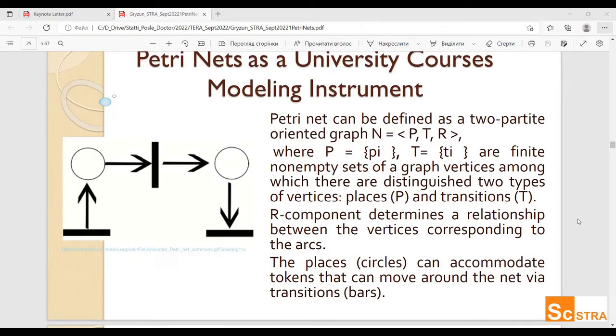In terms of synchronization, it's important to use a relevant mathematical apparatus and relevant instruments. And one of them is Petri nets, which were used as a university course modeling instrument. A Petri net can be defined as a bipartite oriented graph where P and T, so places and transitions, are finite, non-empty sets of graph vertices, among which two types of vertices are distinguished: places, which are circles, and transitions, which are bars in the net. The R component determines a relationship between the vertices corresponding to the arcs. The places can also accommodate tokens that can move around the net via transitions, and in such a way, in fact, we can model the dynamics of processes.